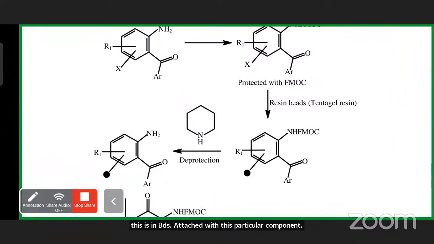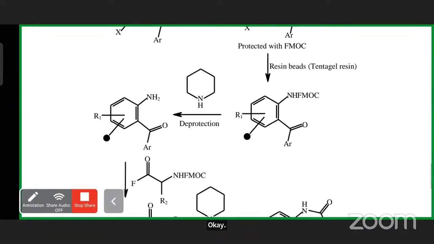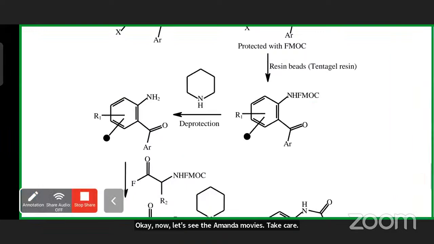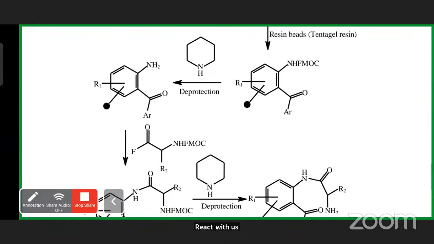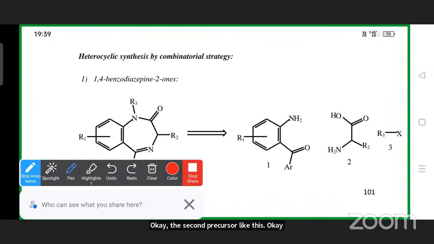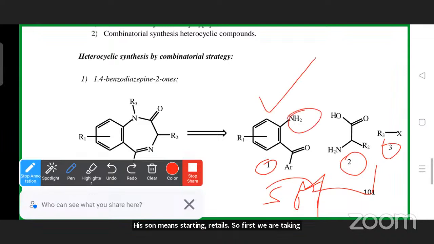Now, see, the amino group is protected. So now we are going to react with the second precursor. The three precursors, 1, 2, and 3, are the starting materials here, the substrates. So first we are taking this starting material where we have protected this amino group with the FMOC here.